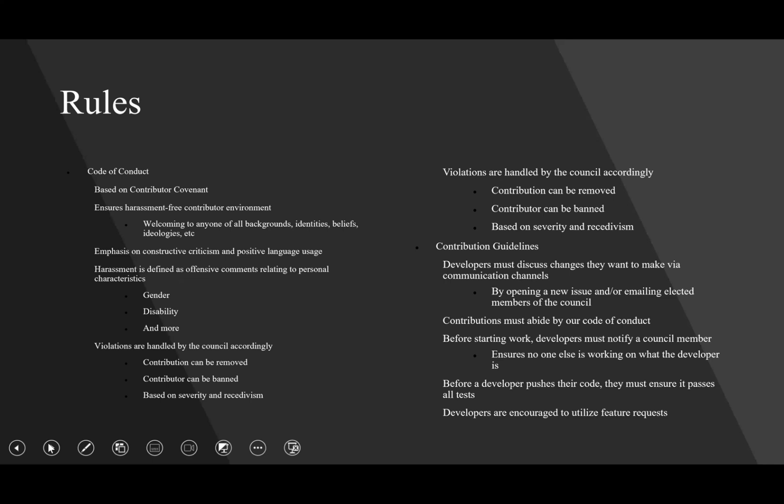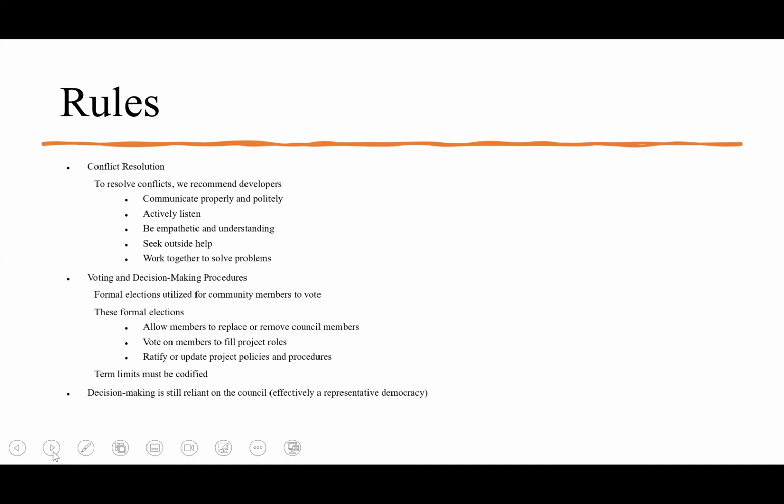To resolve conflicts, developers should communicate politely, listen actively, be empathetic, seek outside help, and work together. This fosters cooperation, understanding, and effective solutions while building trust and strengthening relationships.